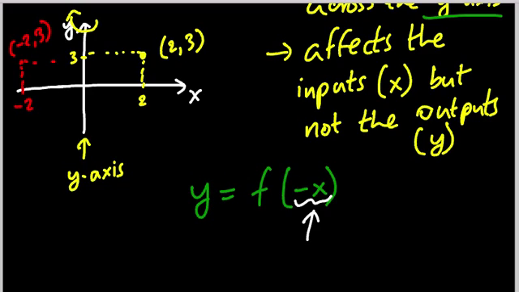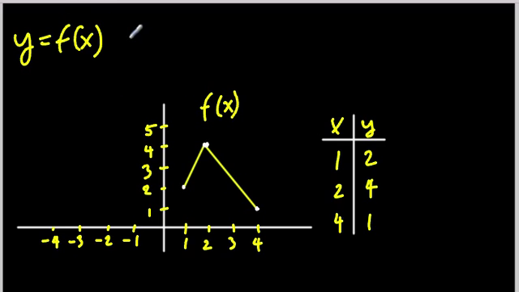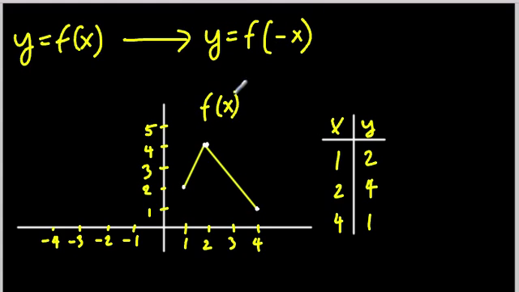Let's do this through an example, and I've been using this example throughout. Excuse me, I just have to erase this thing right here. It's the f of x, and there are 3 edge points: (1, 2), (2, 4), and this last edge point is (4, 1). So let's say I have this original function, y equals f of x, and I transform it to y equals f of -x. Well, how will it look?